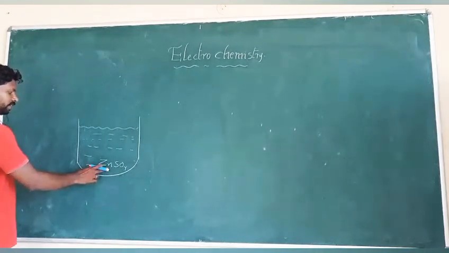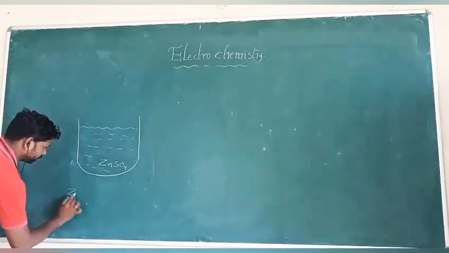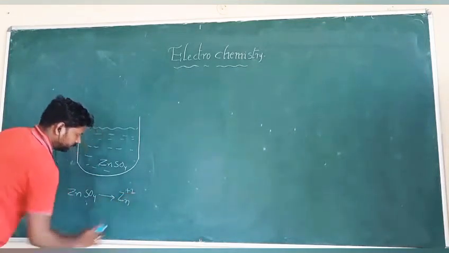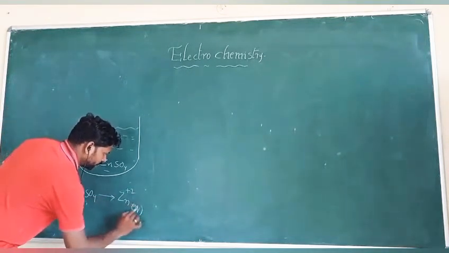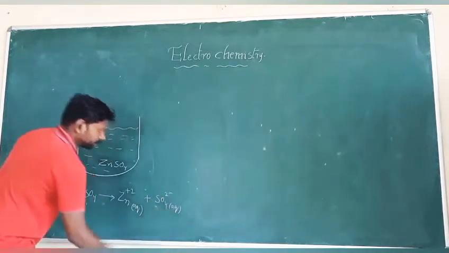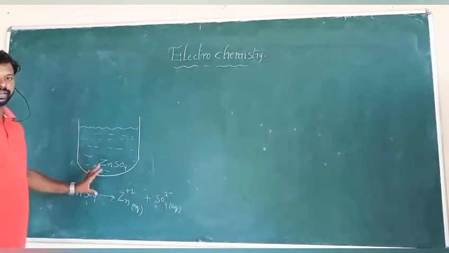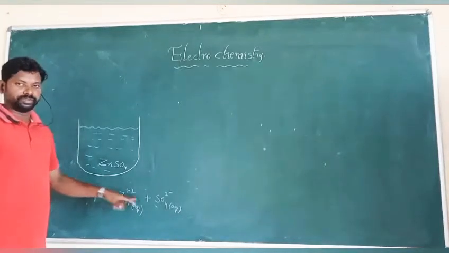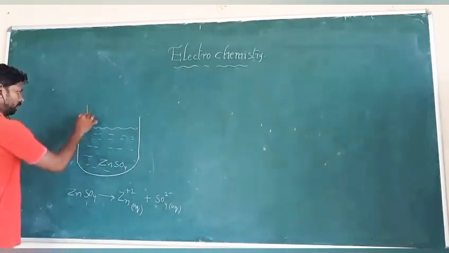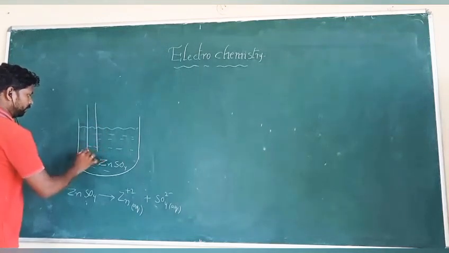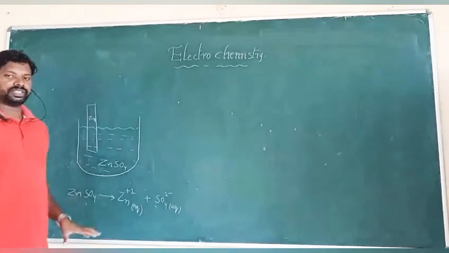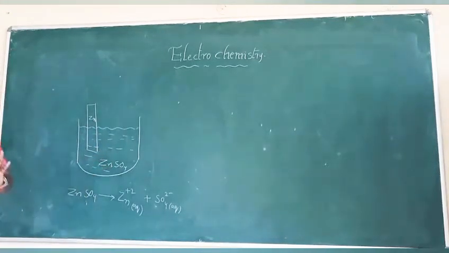This zinc sulfate, ZnSO4, ionizes in the solution. It gives Zn2+ ions and SO4 2- ions. Over here, I am dipping one zinc rod, Zn. This solution is electrically neutral.